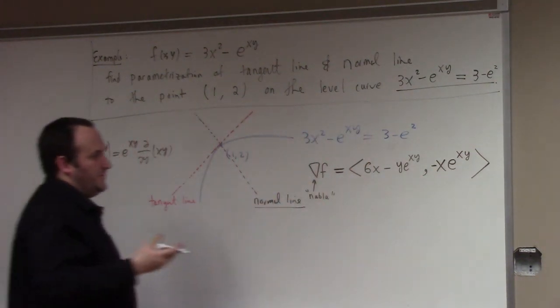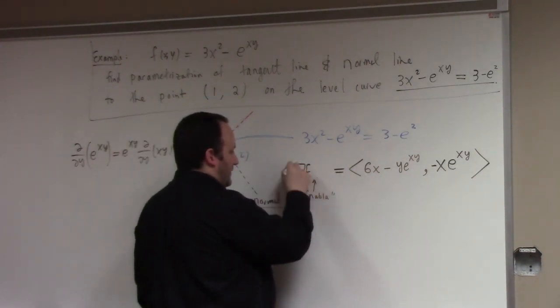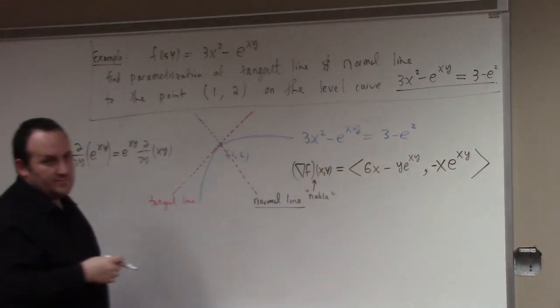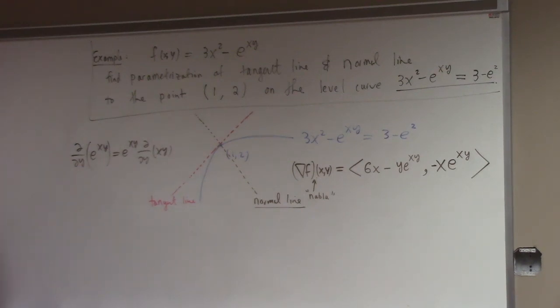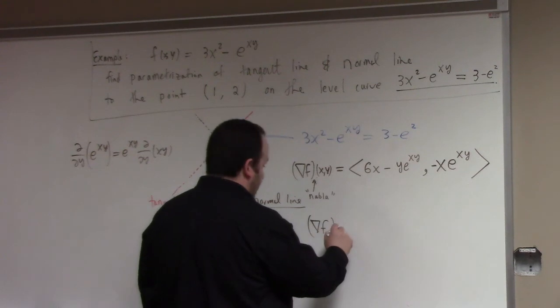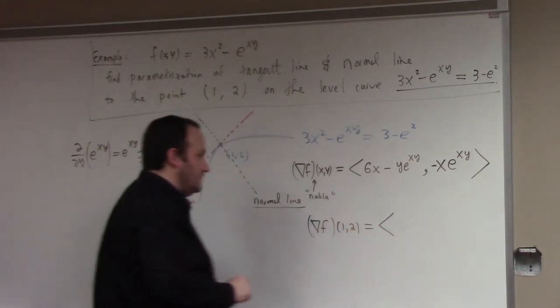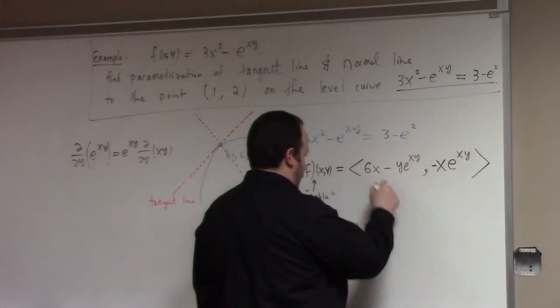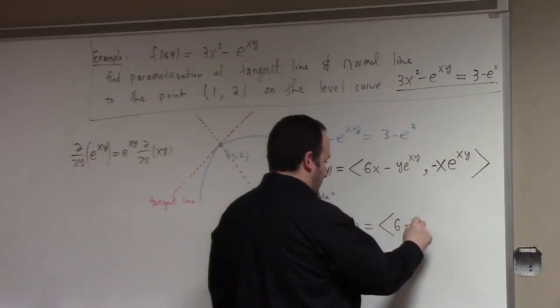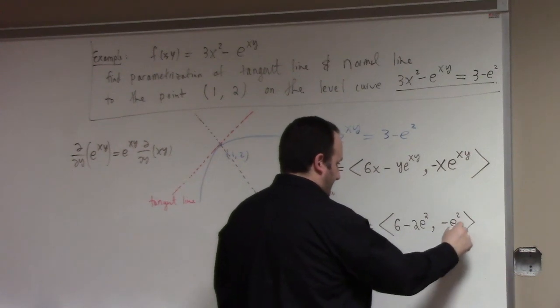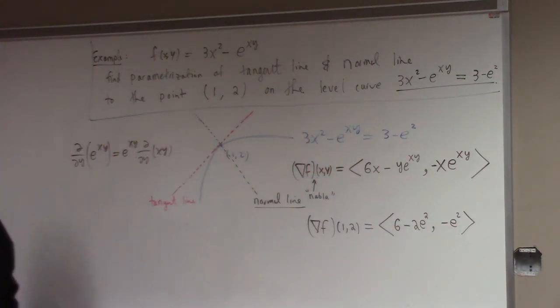Now, to be more pedantic, this is really the gradient vector field at the point x comma y. I don't usually write that evaluation, but technically, yeah. So what's the gradient vector, rather, at the specific point 1, 2? We just have to plug in x equals 1 and y equals 2 and see what comes out. So we get ourselves a 6 minus 2e squared, and then a minus e squared. So that is a direction vector for the normal line.